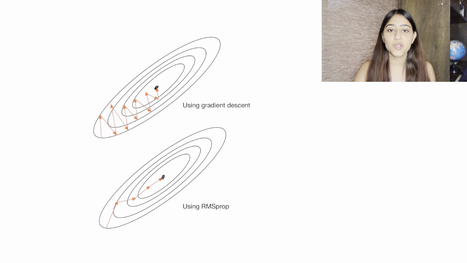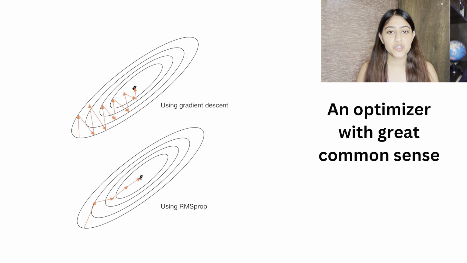But what if we could be more thoughtful? What if we could look and say, hey, this direction looks steep, I will take smaller steps. Or this one looks gentle, I can afford to take bigger steps. That is the whole intuition behind RMSProp. It is like an optimizer but with great common sense.